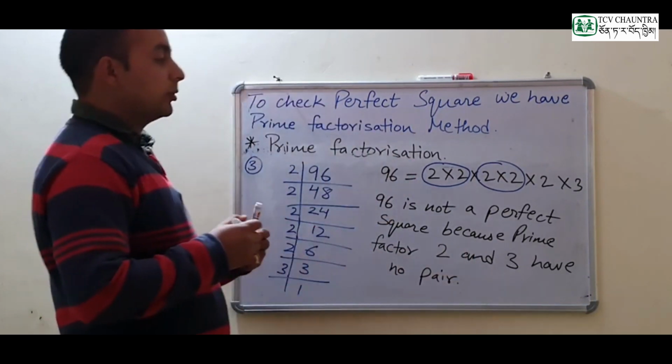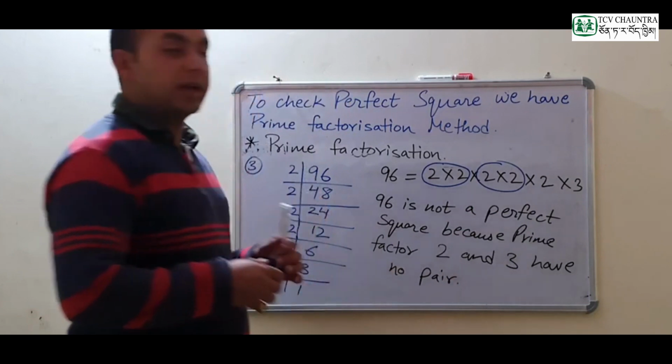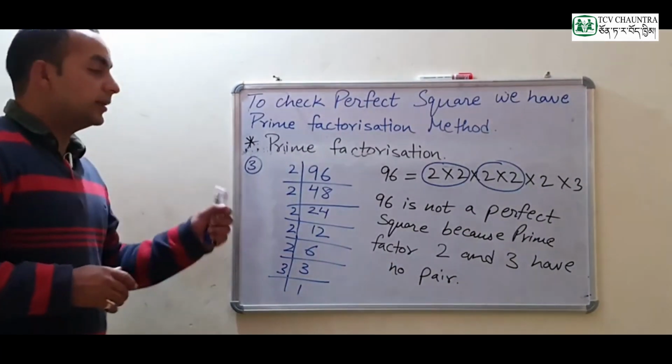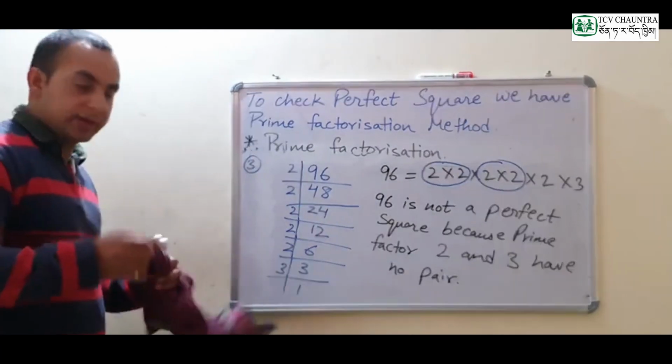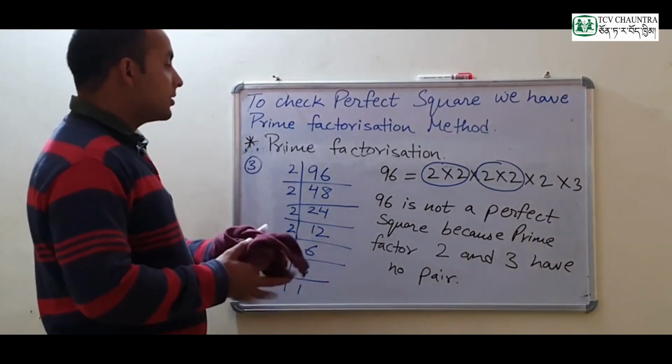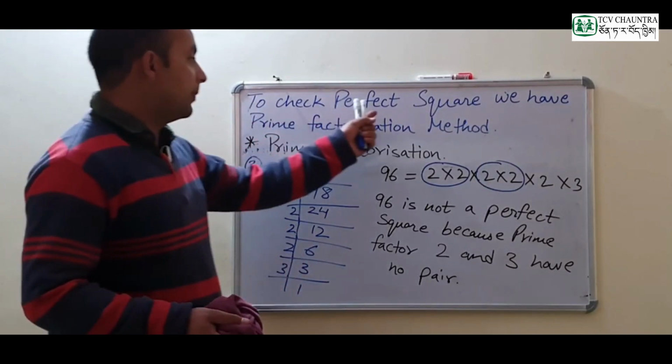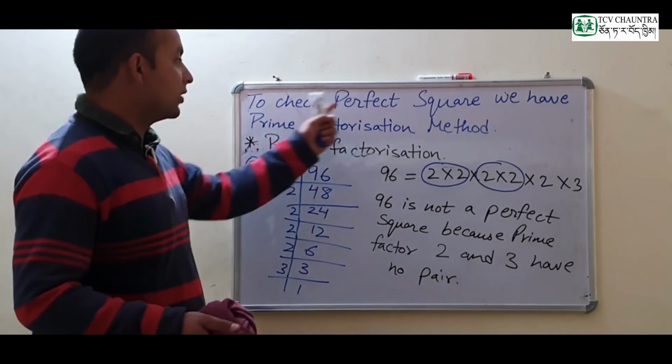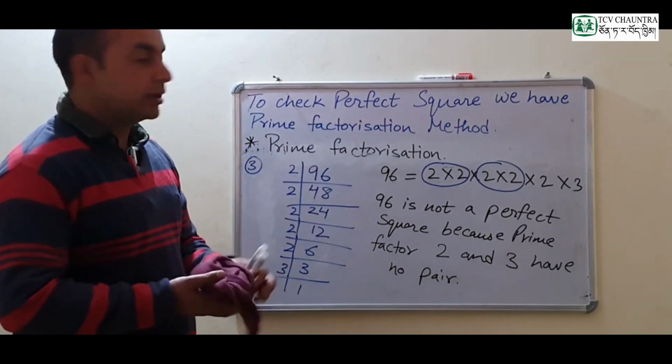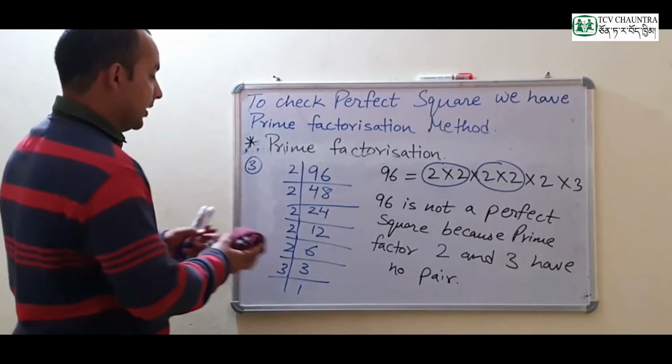The prime factors have no pair, so number 96 is not a perfect square. This is how to check whether a number is a perfect square or not by using the prime factorization method.